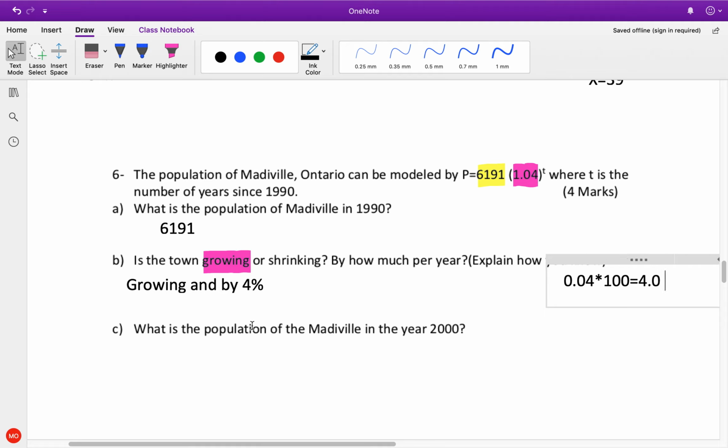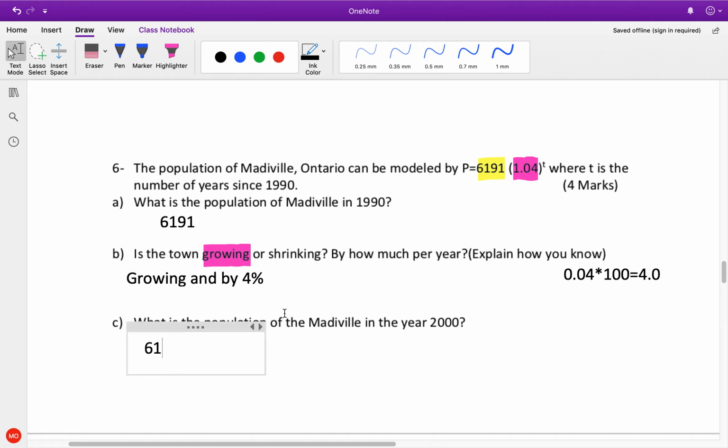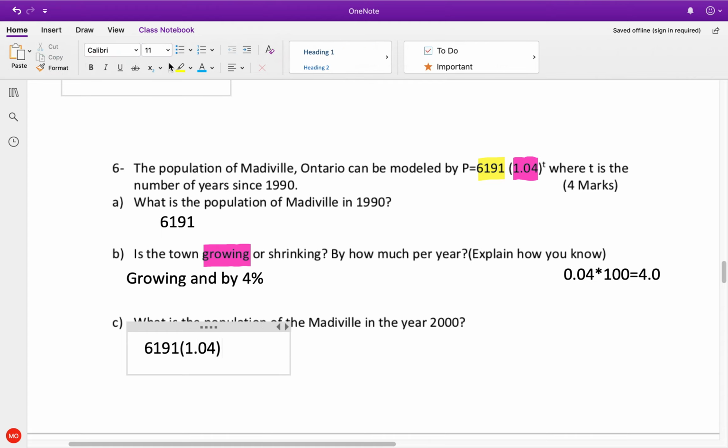So what is the population of Mattyville in the year 2000? Well, let's plug everything into our formula. So 6191 bracket 1.04 bracket to the power of, this is where a lot of people made a mistake here. So in 2000, that's 10 years later than our original formula. So it's going to be to the power of 10.